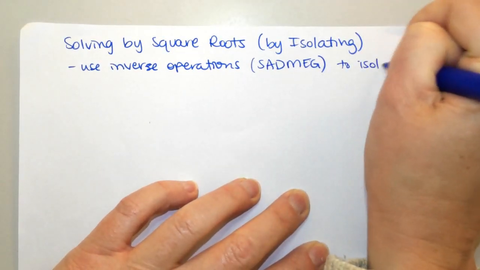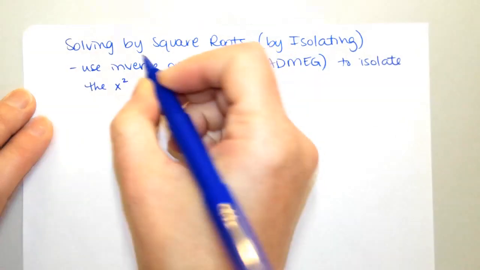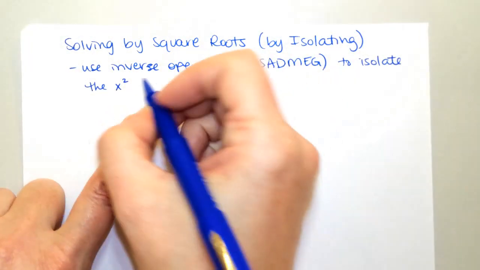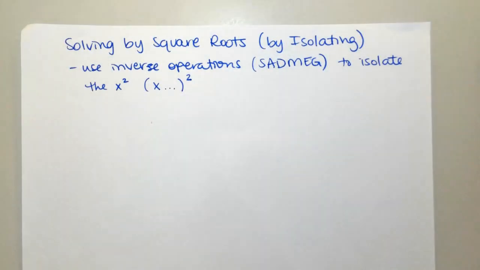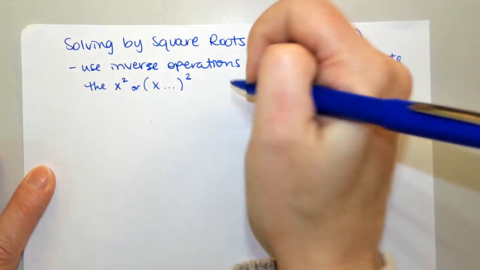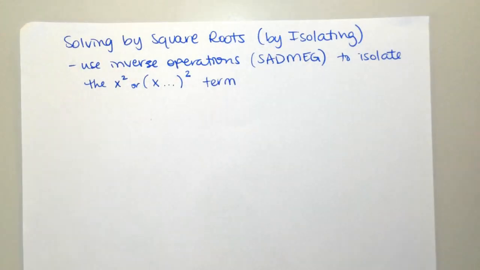To isolate the squared term, so maybe it's just an x squared, maybe it's x and some other value inside some parentheses squared. But this step is similar to things we did in the past, like we would always isolate absolute values before we split them up into their solutions. So same idea here. We're isolating kind of the squared term first.